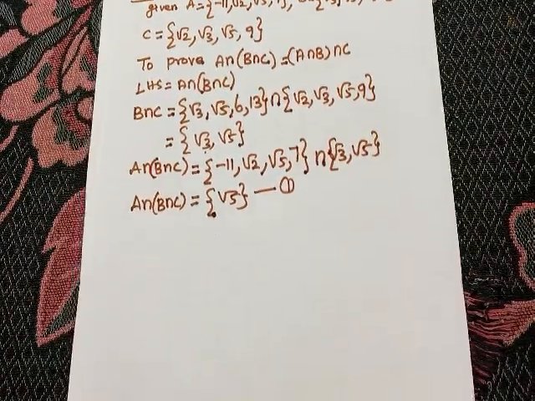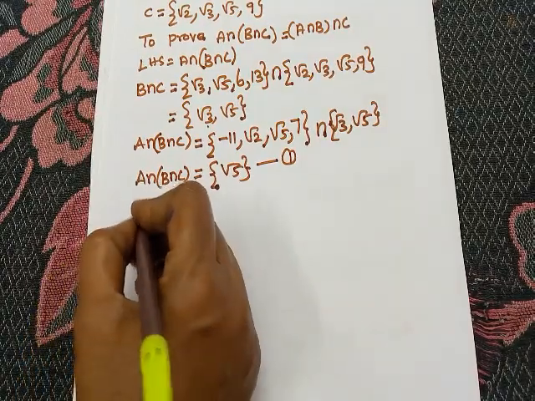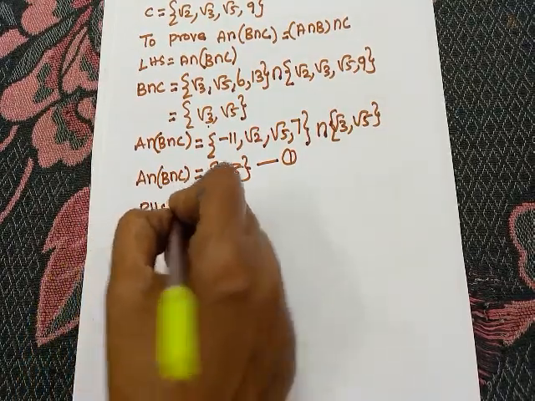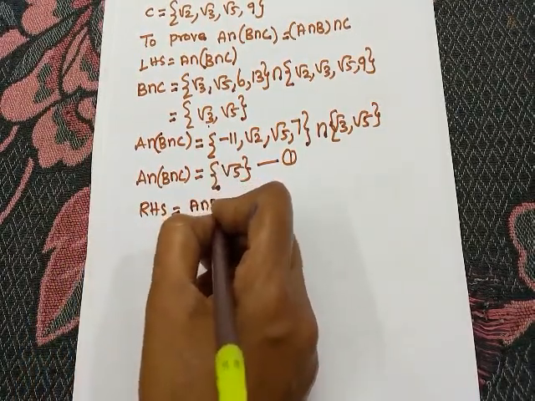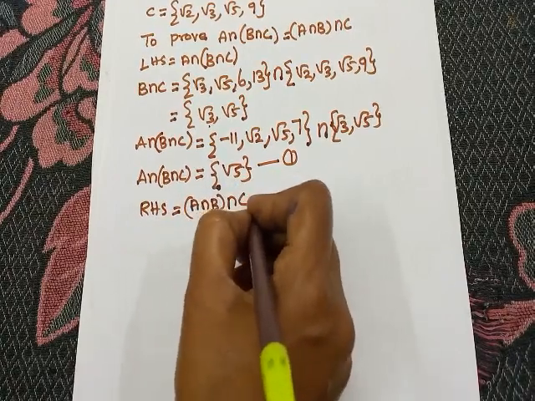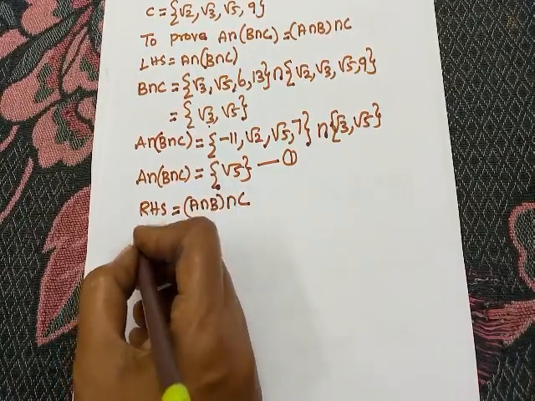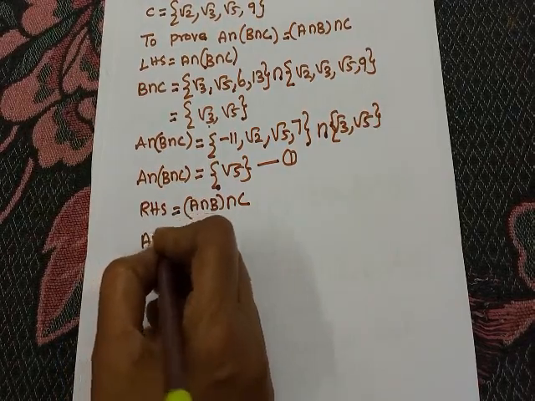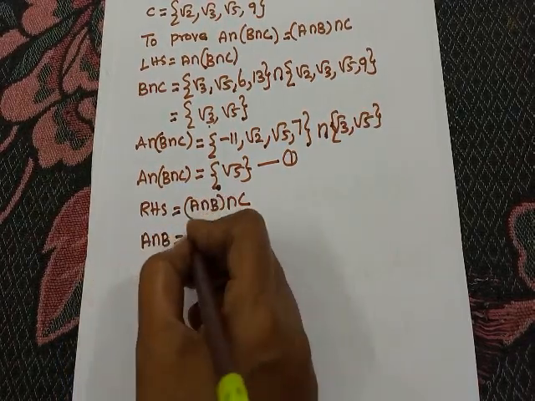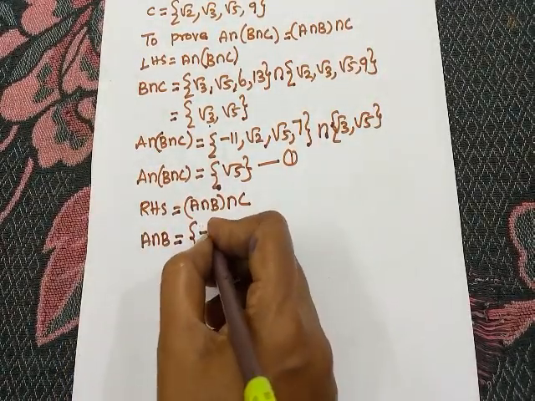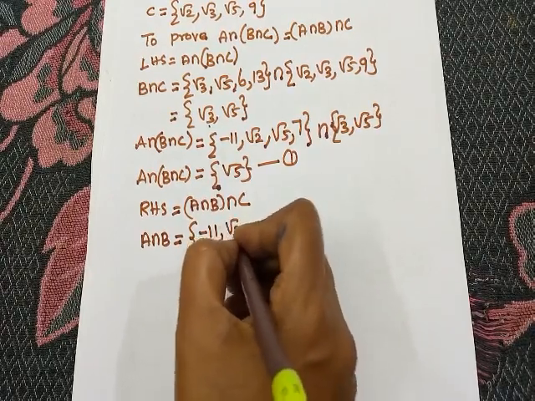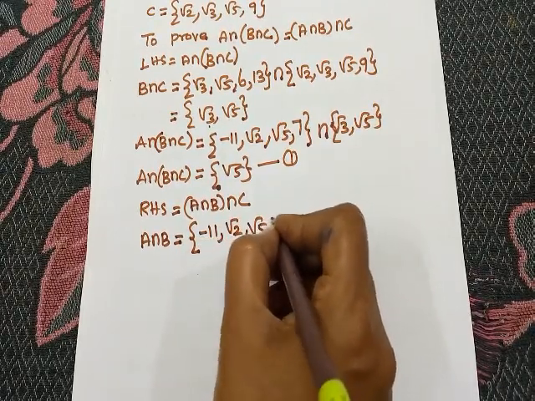Similarly, the RHS. What is the RHS? RHS is equal to (A intersection B) intersection C. First, the value inside the bracket needs to be found. That is A intersection B, equal to the A set. What are the values of A? {-11, root 2, root 5, 7}.